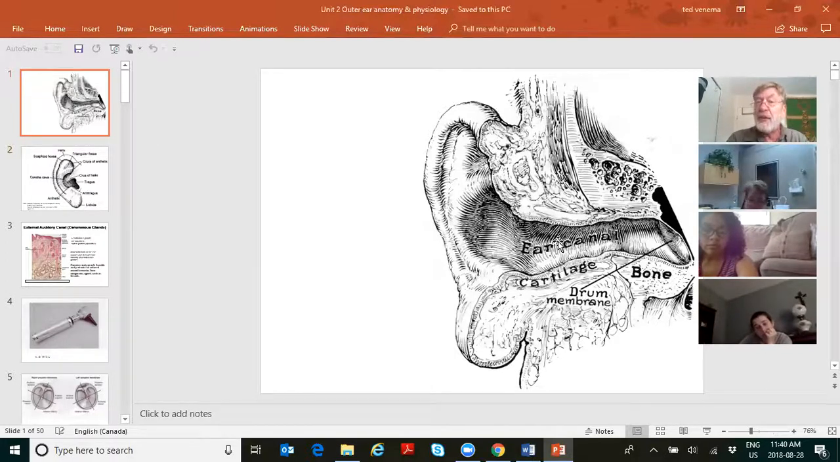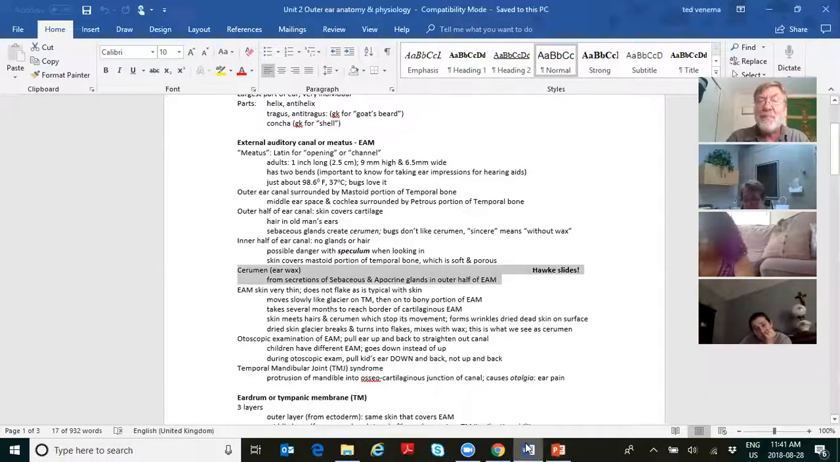But the reason you have earwax is twofold. One, it keeps the ear canal moist. The second reason you have earwax is bugs don't like the taste of it. Bugs hate cerumen. So cerumen is a natural bug retardant, because otherwise bugs would love to crawl in the ear canal because it's nice and warm.